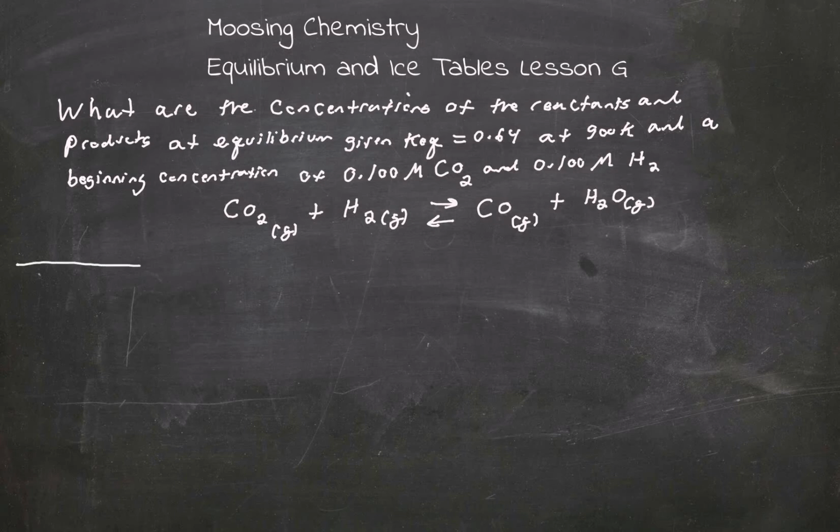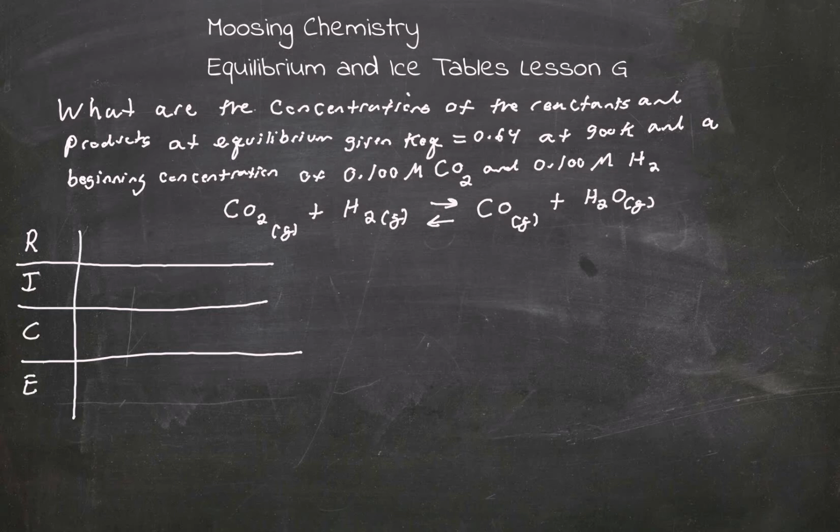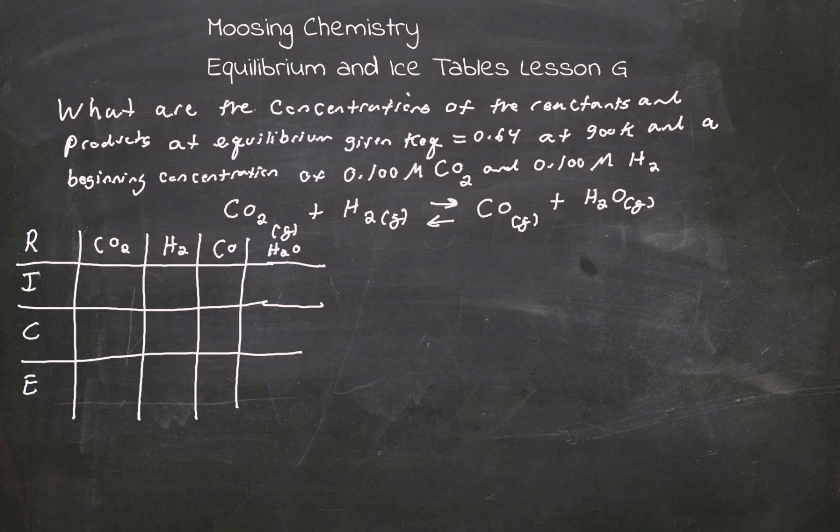Let's see, I'm going to try it on this side and see if I can do this a little bit better. R, I, C, and E. Now we need to know each of our reactants and each of our products. We need a tad bit more space. Okay, what is our initial concentration?